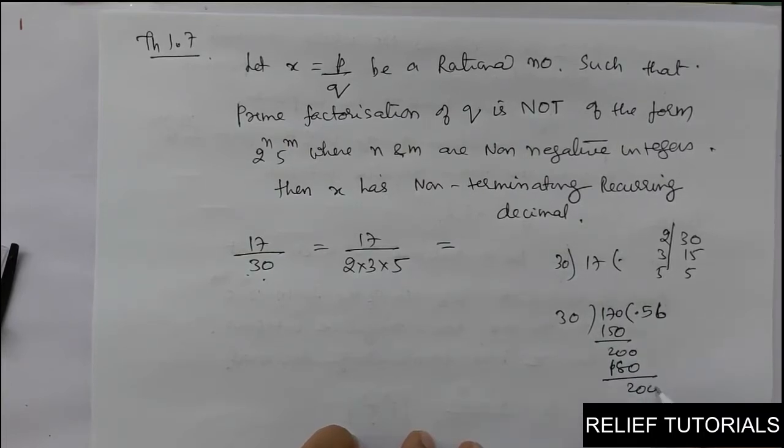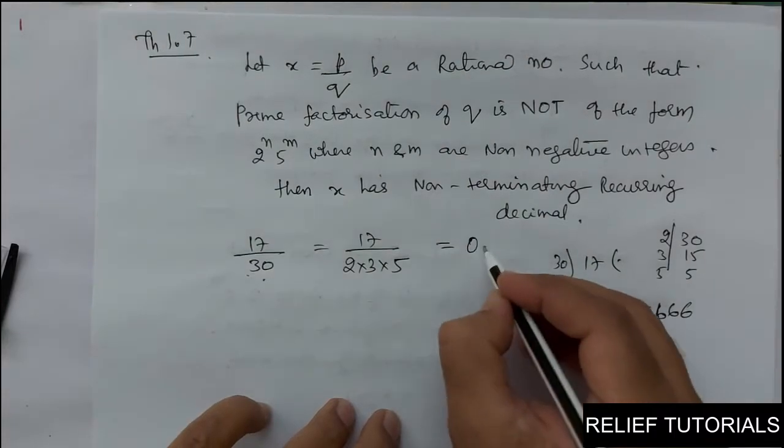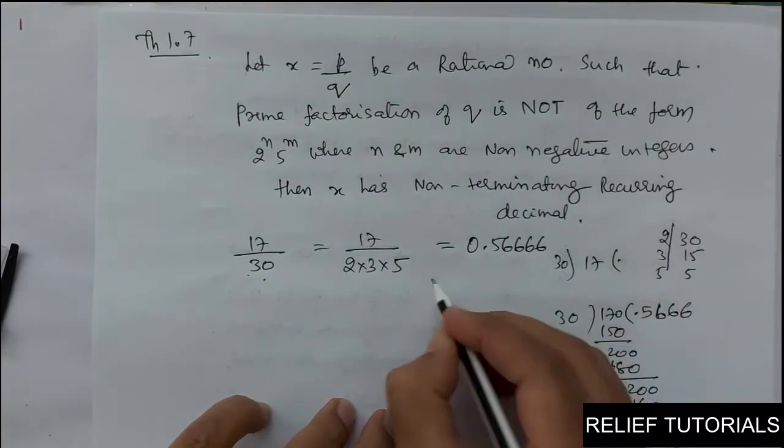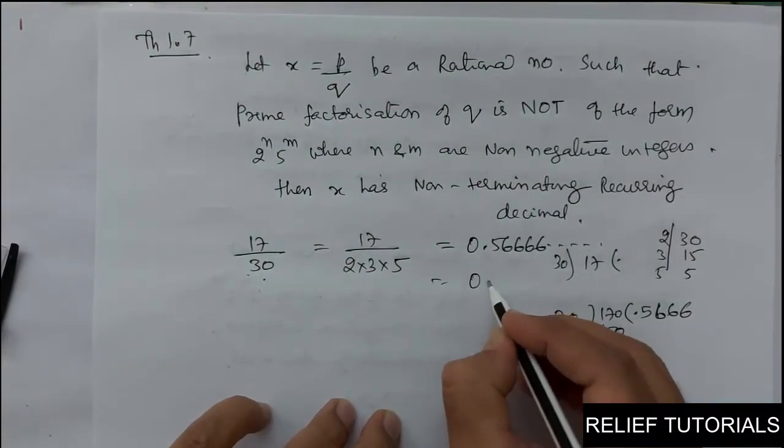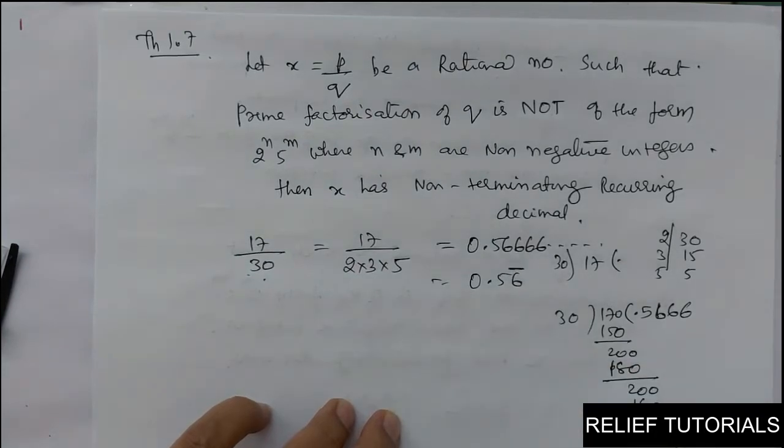Again you will get 20. Again 0. So what time? 6 times. Again 180. Again 20. So it will keep on repeating 180. That is clear. 6, 6, 6, 6, 6. So that is 0.56666, so that is 0.5 with a bar over the 6.